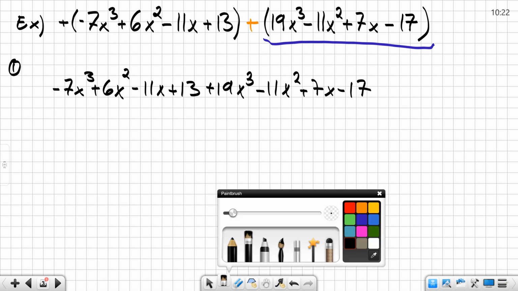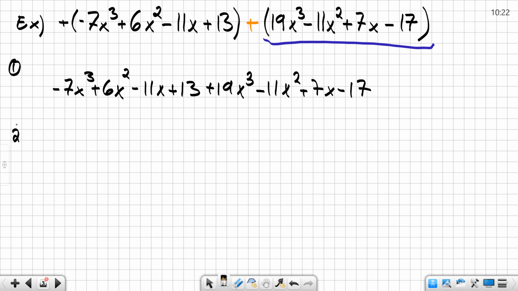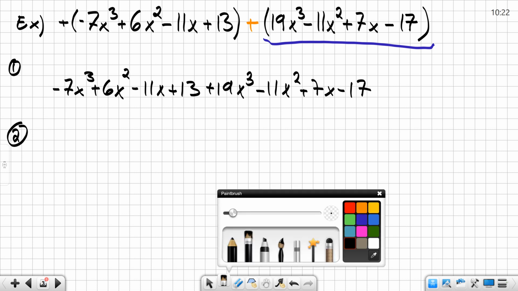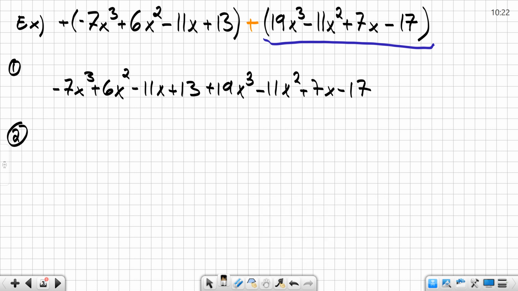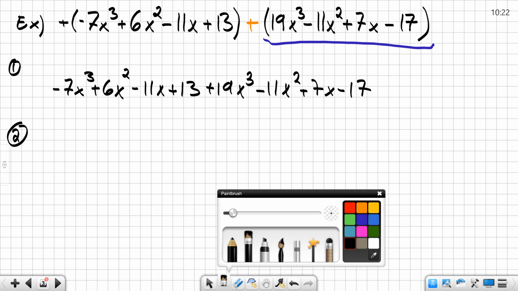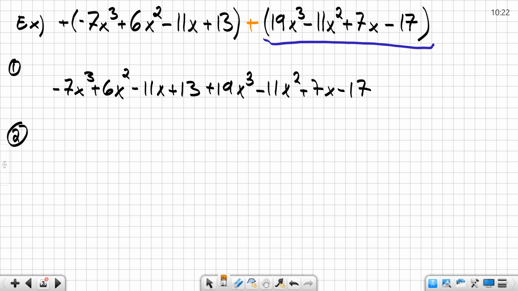So in my second step now, I will combine like terms. In the book, they have written down all of the like terms next to each other. But I think it is easier if I'm just going to scan through it from left to right, starting with the first one.